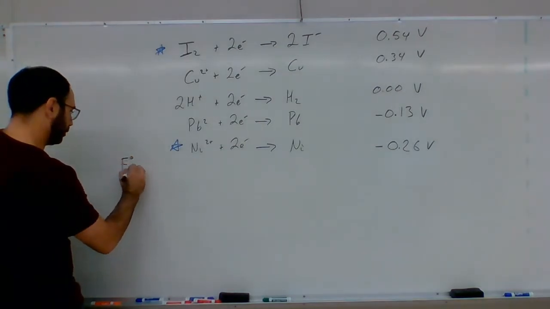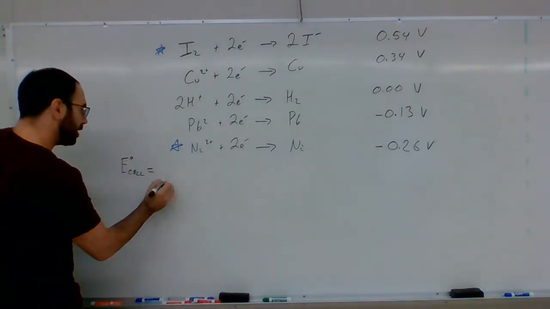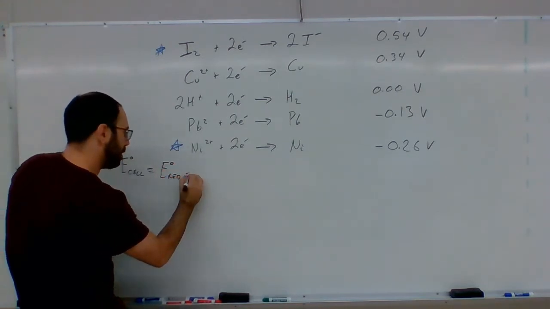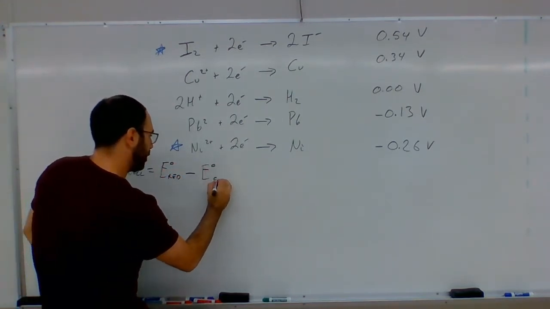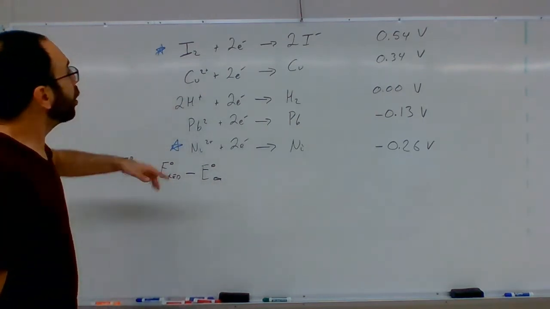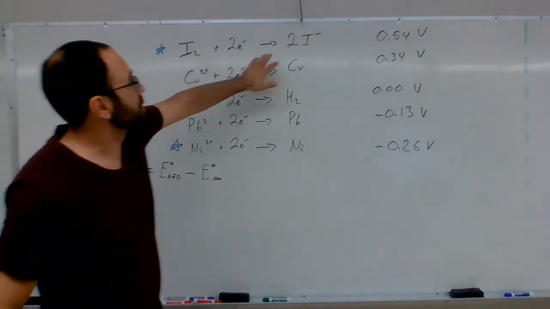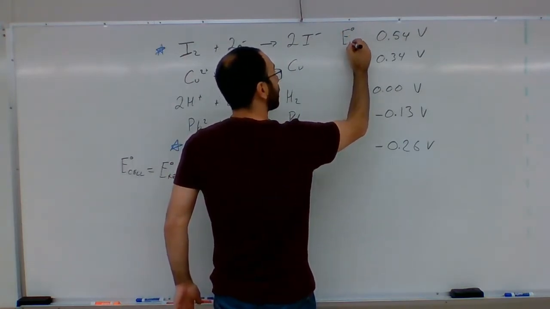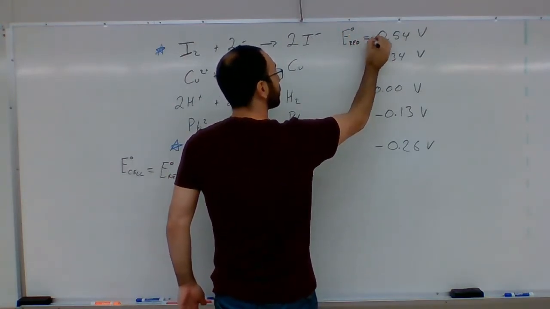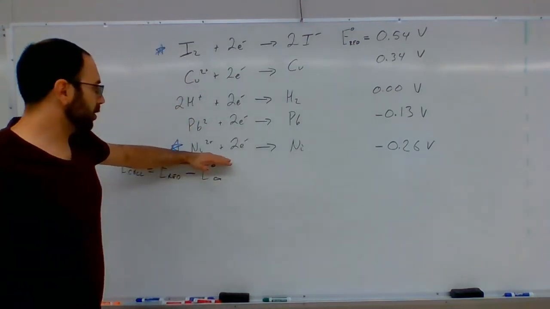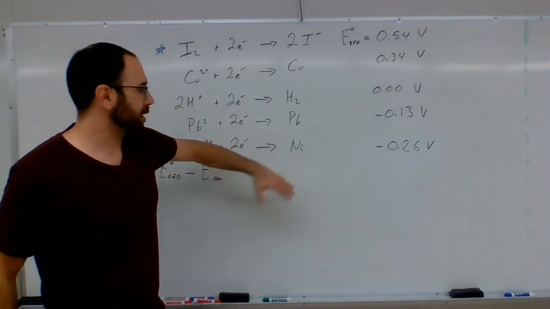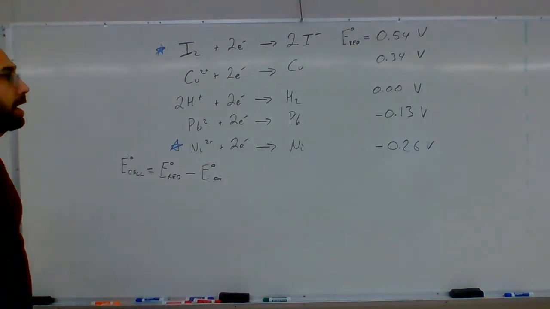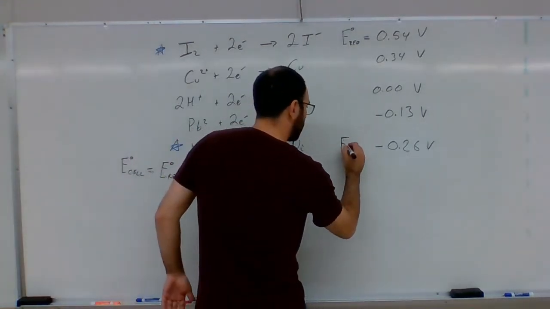E0 cell is equal to the E0 for the reduction minus the E0 for the oxidation. Well, we're going to take this iodine from the 0 to the negative 1. This is our E0 reduction. And then this nickel from the 2 plus to the nickel, well, we're going to flip this around to combine with this iodine. And so this is our E0 for the oxidation.